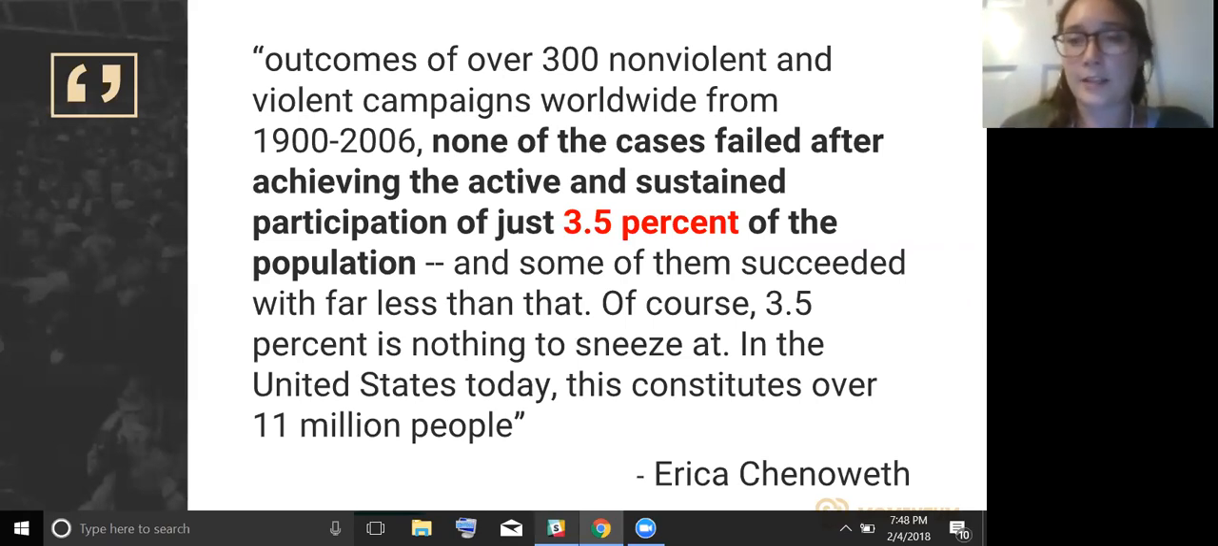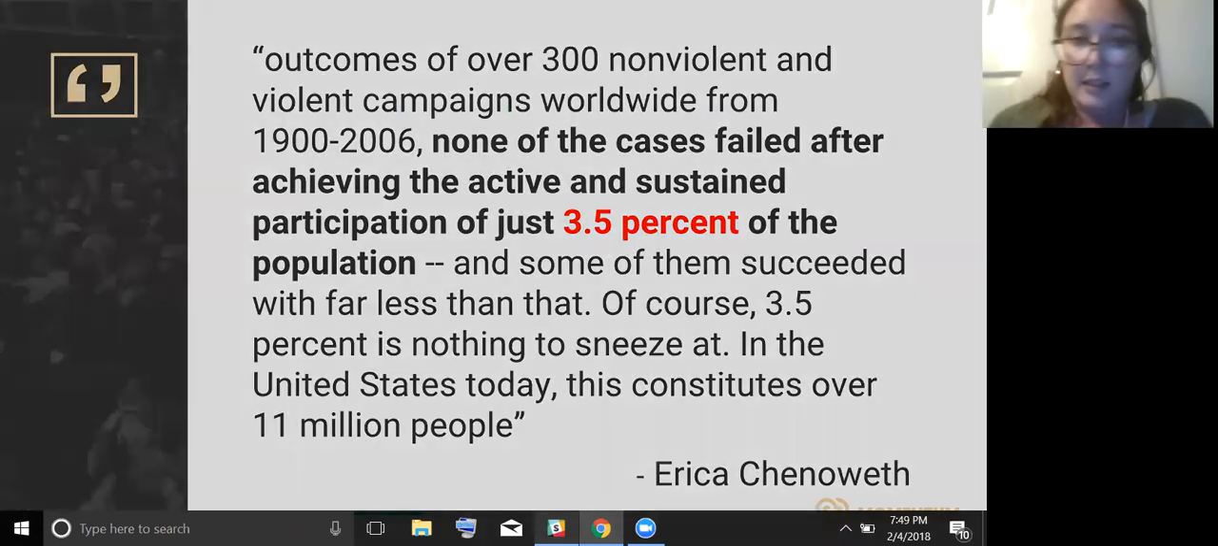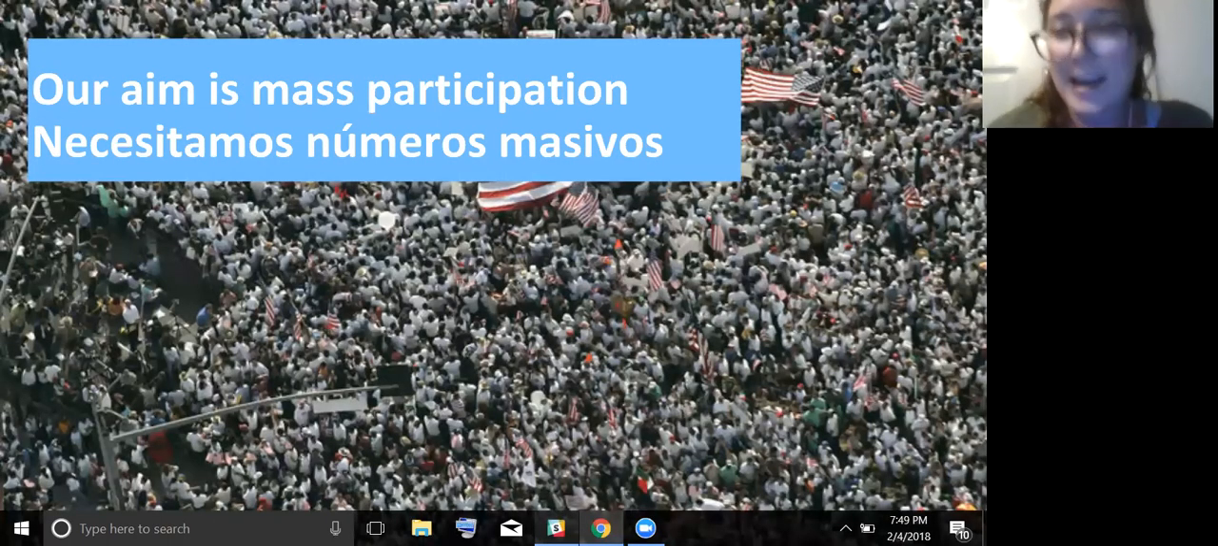In the United States, that's somewhere around 11 million people, a little bit more than 11 million, which of course for our context is a really significant number. So essentially what this tells us is that we are all that we need in order to win. Going back to the initial slide, that's why we say it's all about targeting the public, because as long as we're able to get the public to use its power of non-cooperation, we'll be able to win. So our aim is to get mass numbers.